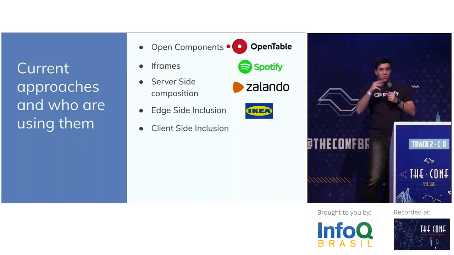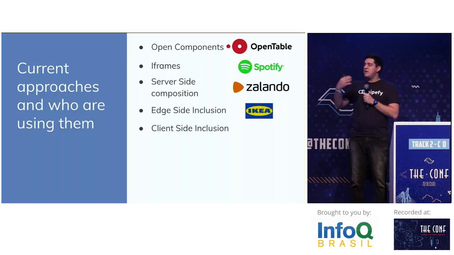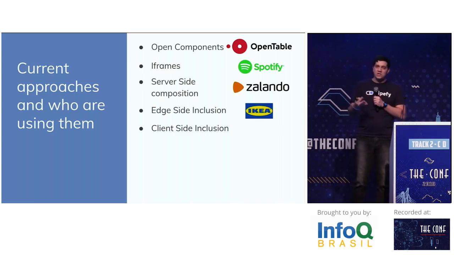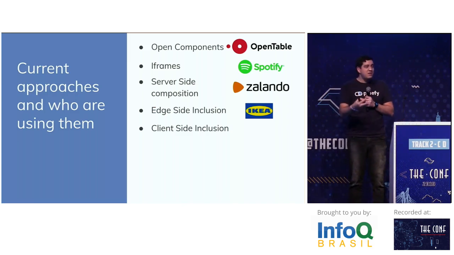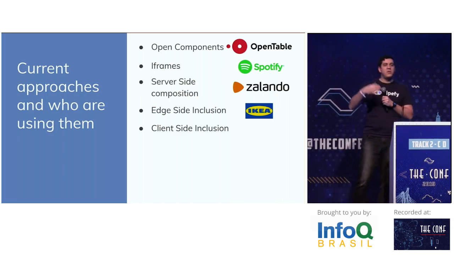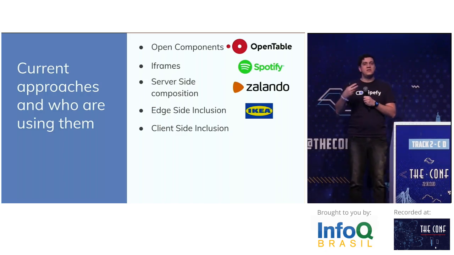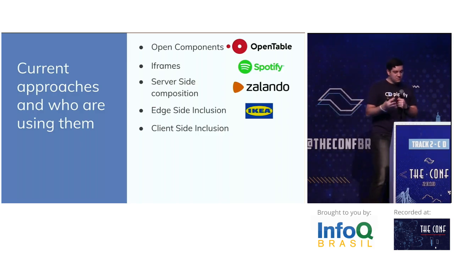Also, you can do the client-side inclusion. Here we don't have anyone famous using it, but you can leave the composition for the browser. One challenge that you face here is that if the user has bad internet, or maybe loses some packets during the access to the page, you may have an incomplete experience for your user. You may need to deal with failure, and that's kind of hard.